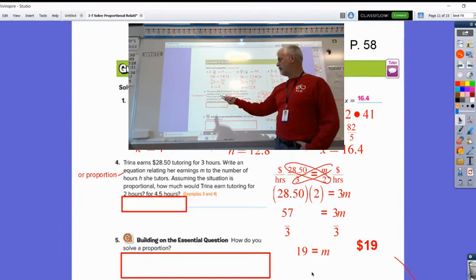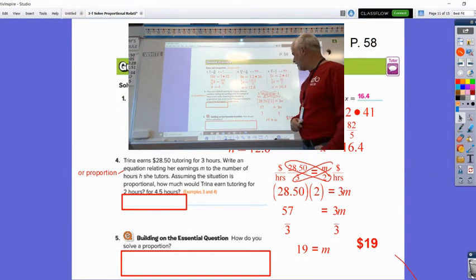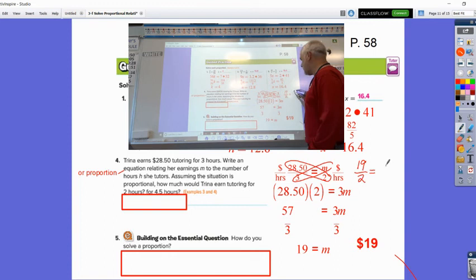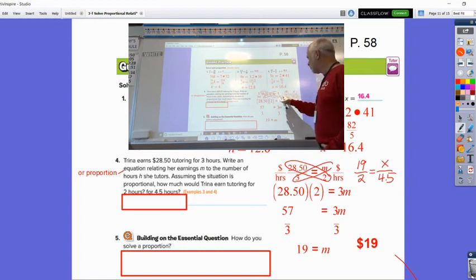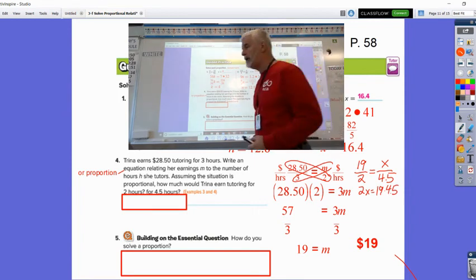I skipped the 4.5 hours problem, but let's do it real quick anyway. Let's use the easier numbers here. If I know she makes 19 in 2 hours, then she makes x in 4.5 hours. So again, dollars over hours equals dollars over hours. 2x equals 19 times 4.5.